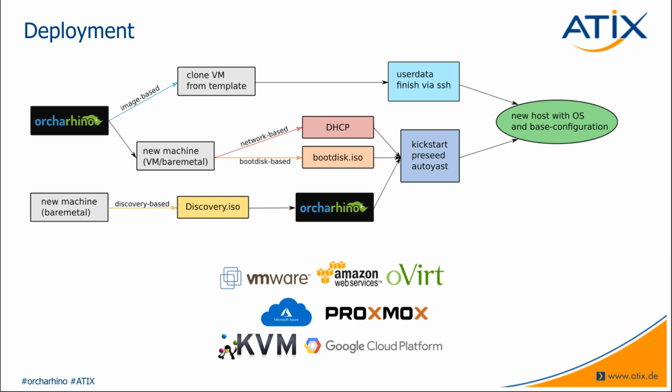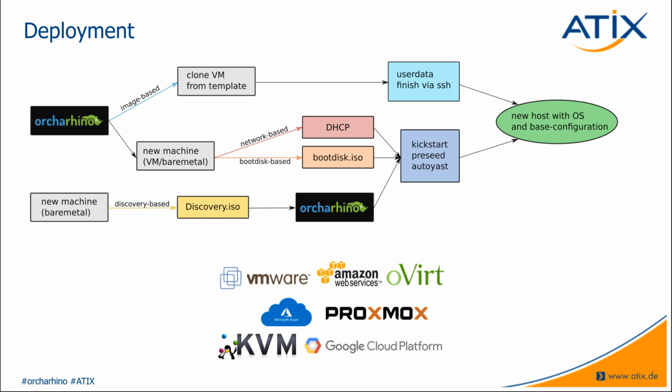In this case, we have a template from which a new virtual machine is cloned. Then we need to connect to our cloned VM, either via user data template, which is a cloud-based approach, or via finish template. In this case, we connect via SSH. Then the commands and the templates are run. And in the end, we get a new host with operating system and base configuration.